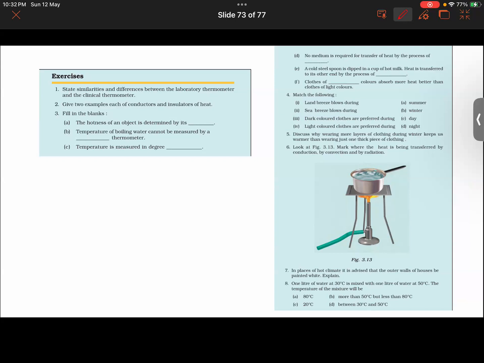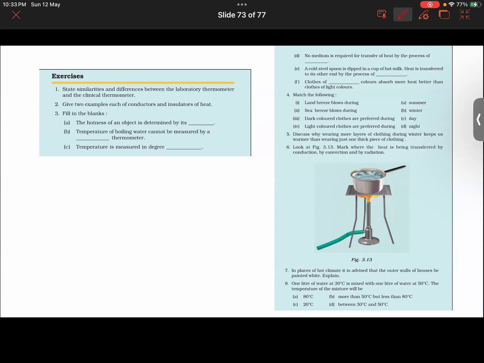Yes, Priyanka, I'm listening. In a place of hot climate, it is advised that the outer walls of the house be painted white, right? We paint it in a lighter color. Why, sir? Because light colors will reflect more amount of light, more amount of heat. Okay, sir. Lighter colors reflect heat, right? And that is the thing.